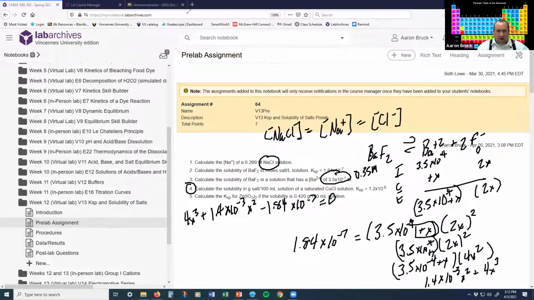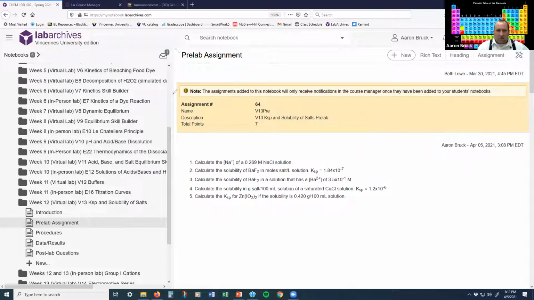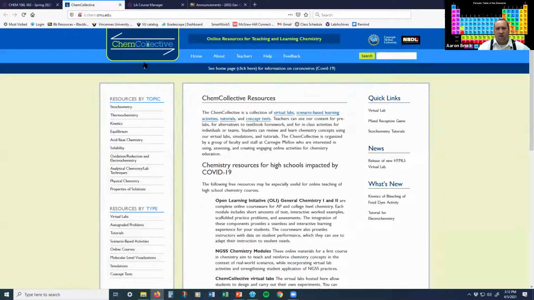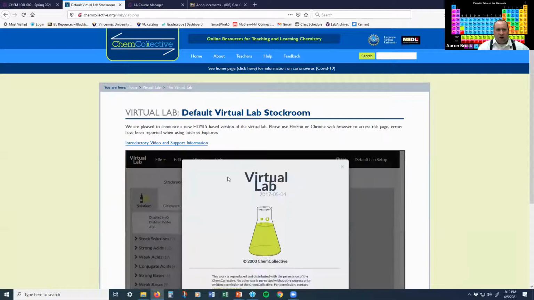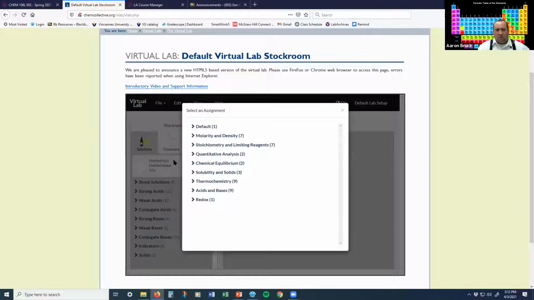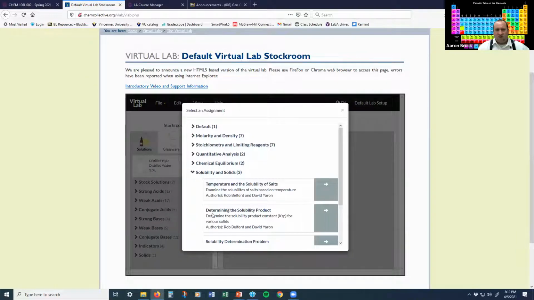So that's the pre-lab assignment. Let's move on to looking at the procedure itself. And you see that in the procedure itself, we are going to be using the Chem Collective's workbench again. So control click to open up the Chem Collective. We're going to the virtual lab right here, and we are going to upload an assignment. It is here in solubility in solids. It is the determining the solubility product constant.